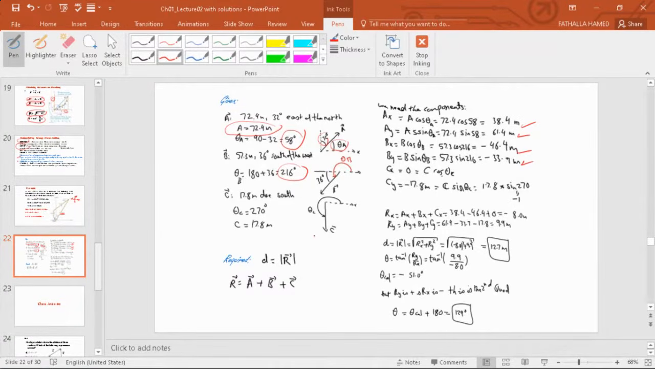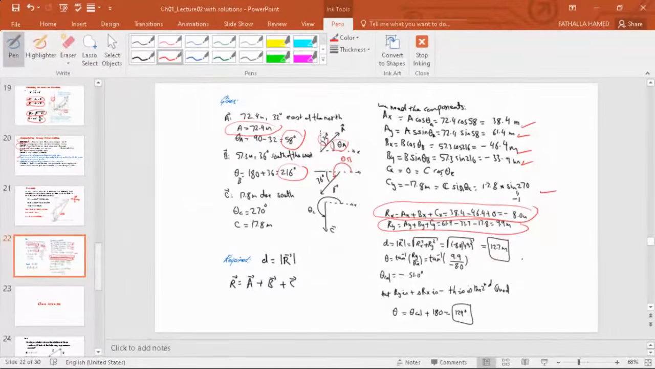Now, when you come to the third vector, it makes an angle of 270, because you have 90 here, you add to it 180, so it's 270. The x component will be 0, you have no x component. And the y component, of course, will be negative, and you get your y component. Now, all you have to do is add all the x components together and add all the y components together, and you have here -8 for your x component, and you get 9.8 for your y component.